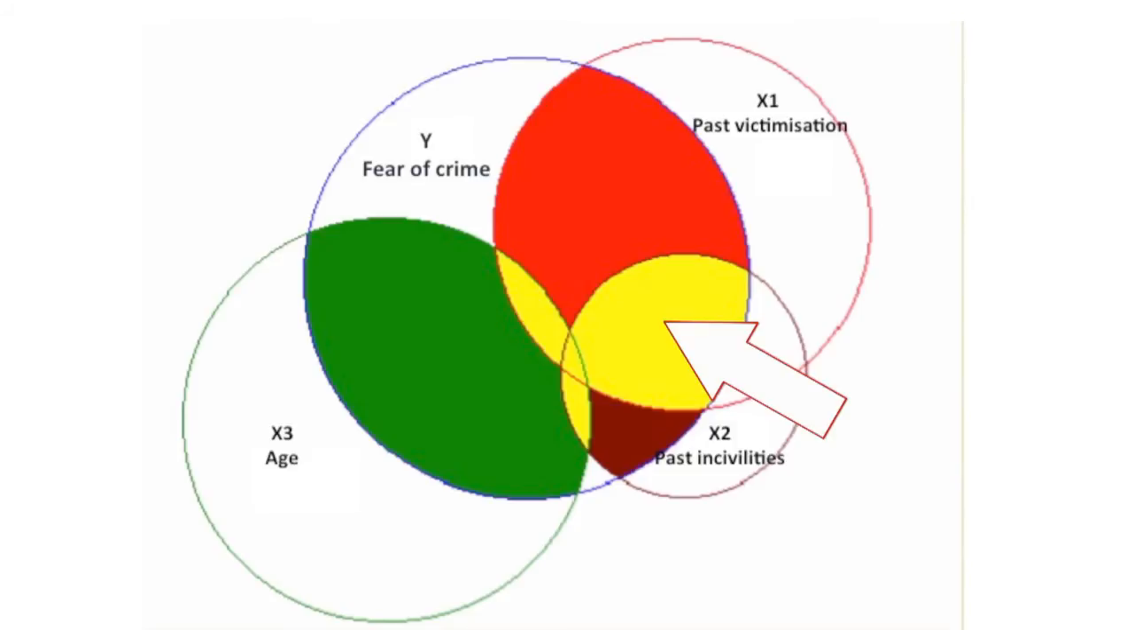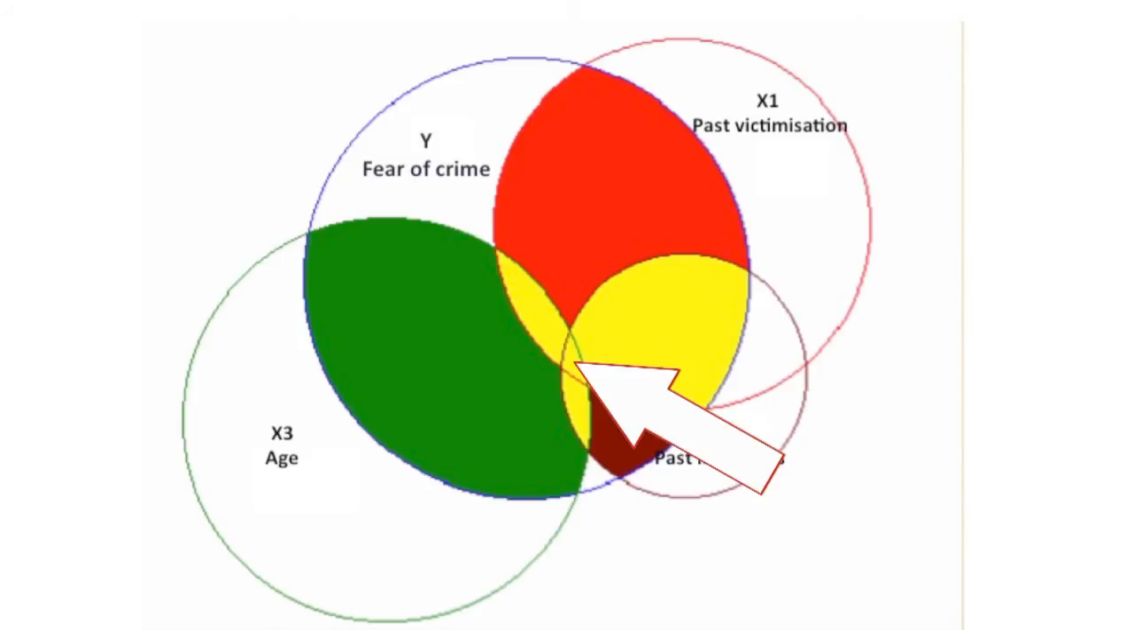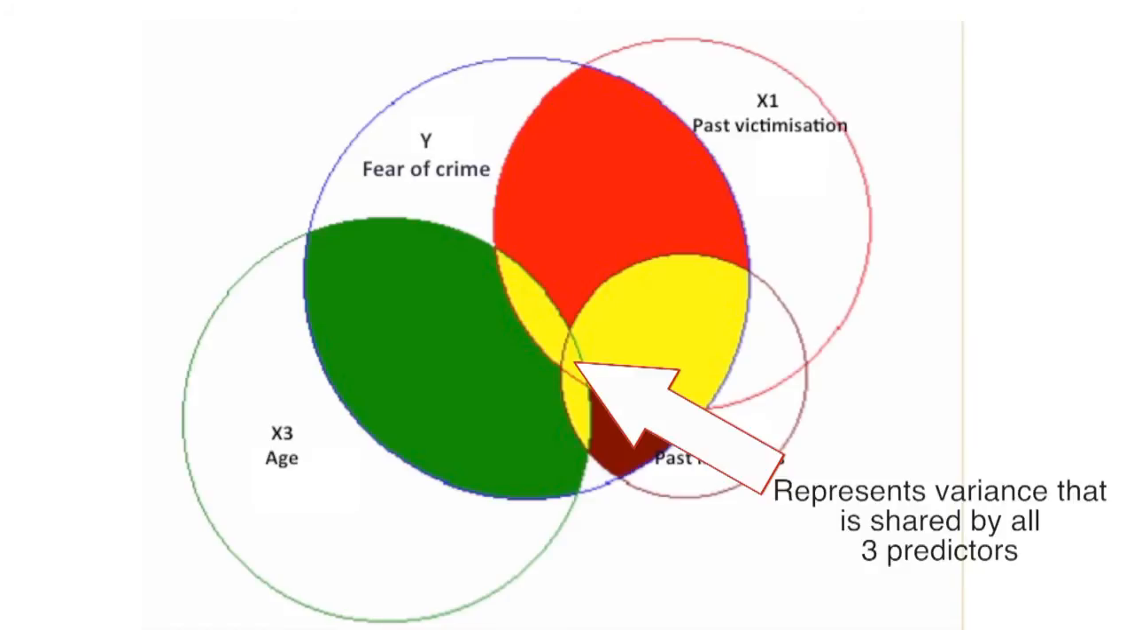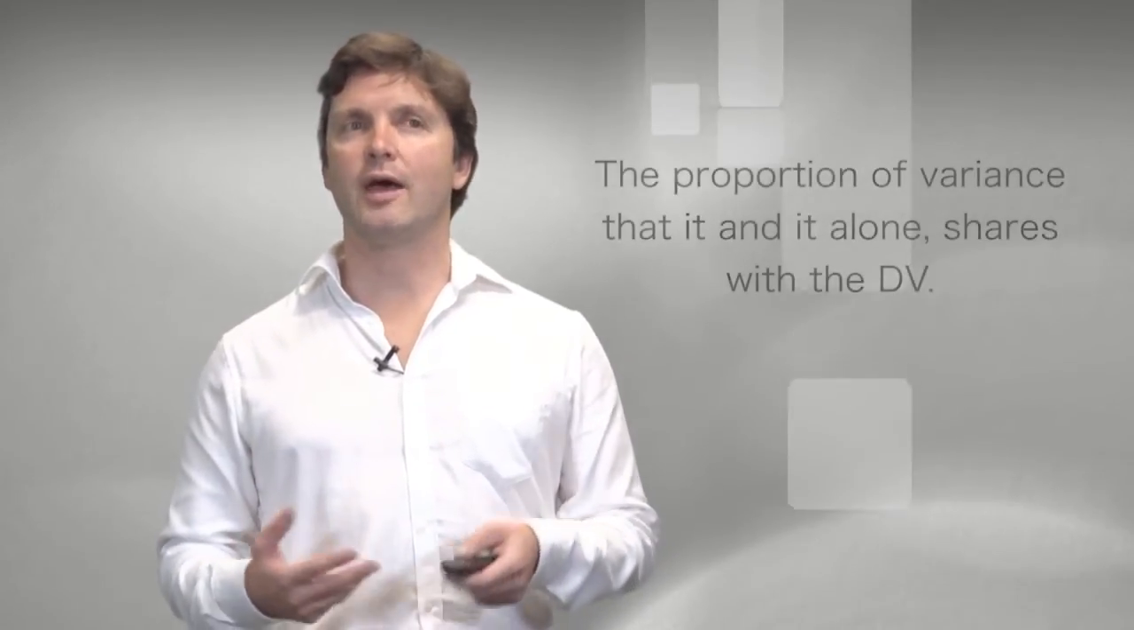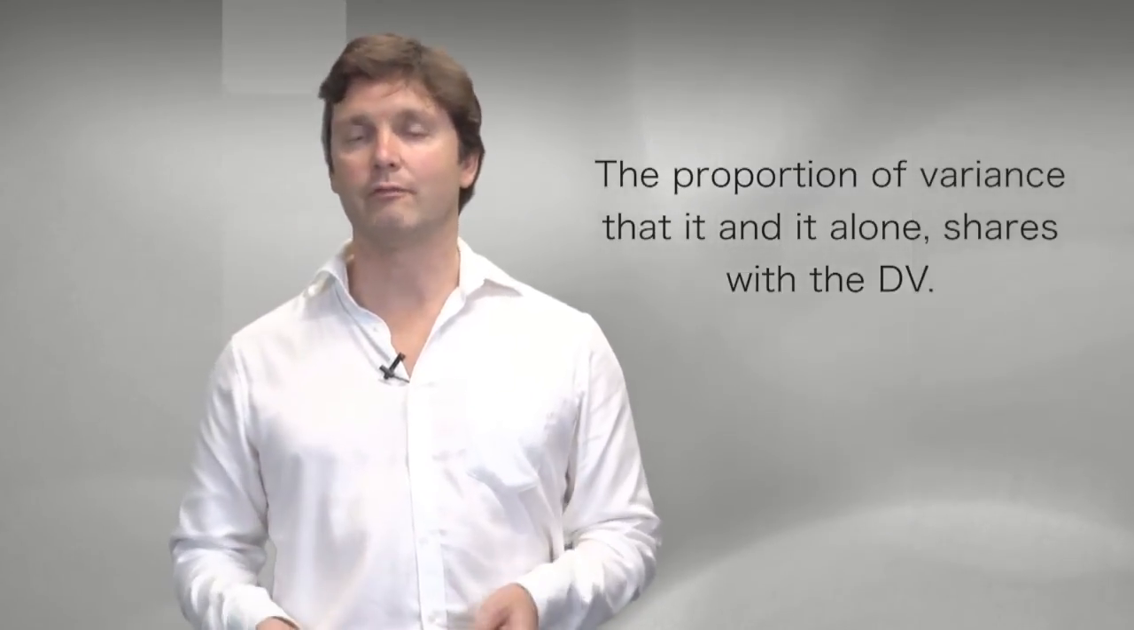The yellow shaded areas represent the overlapping portions, and the yellow portion in the very centre represents variance that's shared by all three predictors. So now if we add the little r squared, we'll overestimate the big R squared to the tune of what is contained in the yellow areas. What becomes of interest now is the unique relationship of each independent variable with the dependent variable. The proportion of variance that it and it alone shares with the dependent variable.